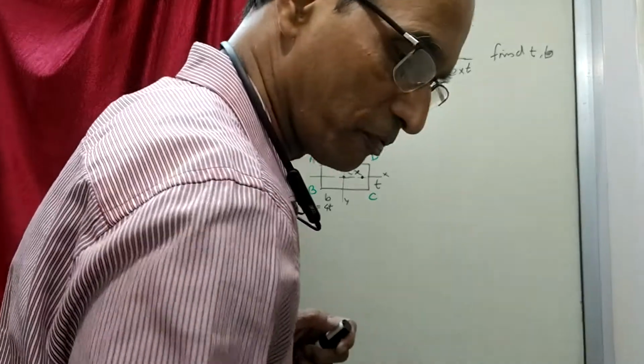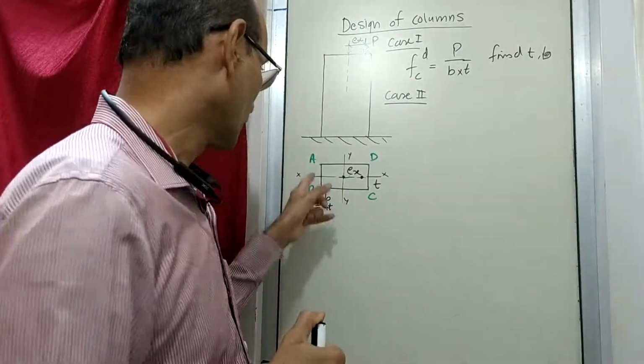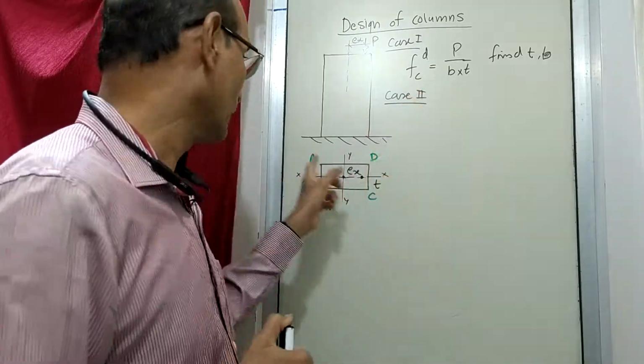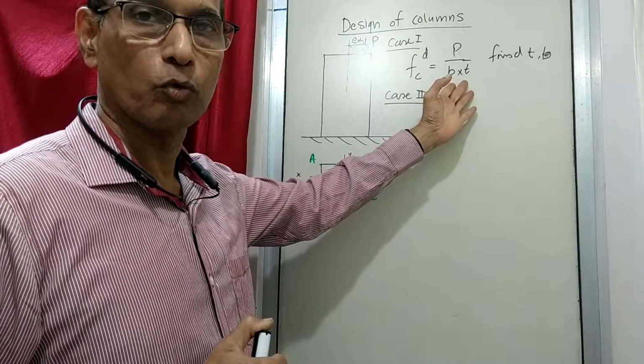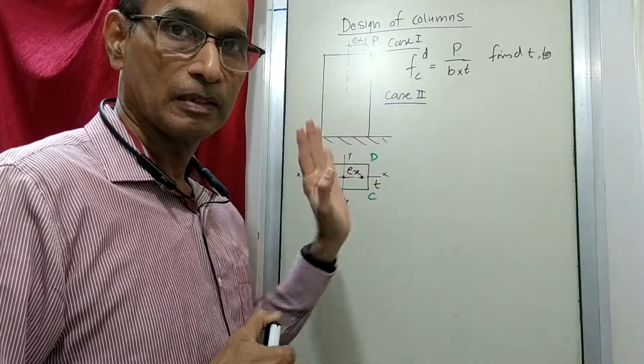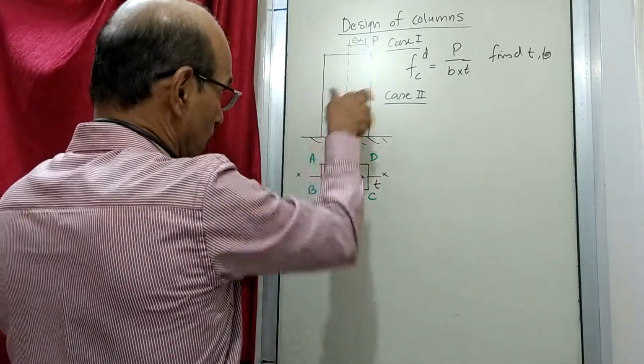Because of eccentricity like this, what are going to be the stresses here? When the first case was there, at all these four points it was the same stress, a compressive stress. Now, because the eccentric load is there, it will have a tendency to bend like this.